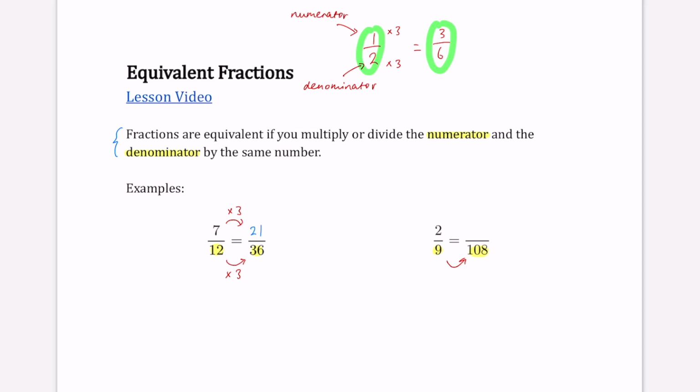Well, 9 times 12 is equal to 108. If we multiplied the bottom by 12, that means we also have to multiply the top by 12 if we want the fractions to be equivalent. Two times 12 is 24.